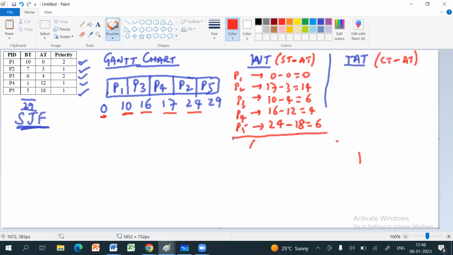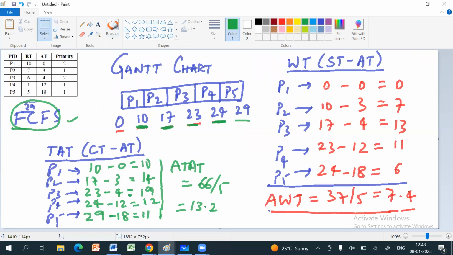Now we can compute the average wait time, which is the sum of all these values divided by 5 processes. So that would be 0 plus 14 plus 6 plus 4 plus 6 divided by 5. That comes up to 30 by 5, which is equal to 6. As you must have observed, this is very low compared to FCFS. For FCFS, we had an average wait time of 7.4.